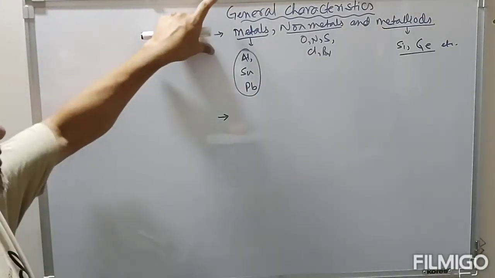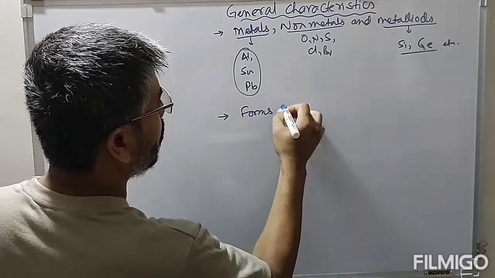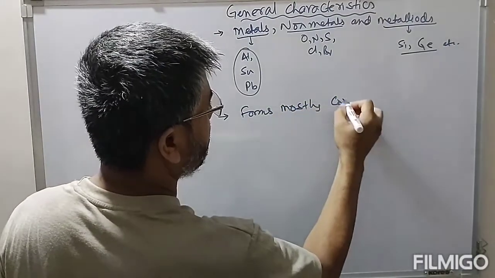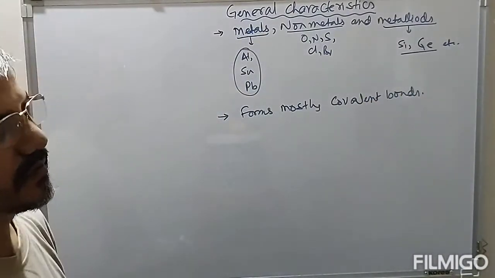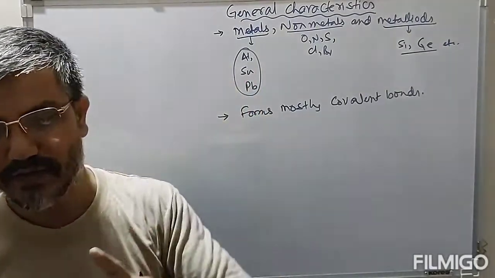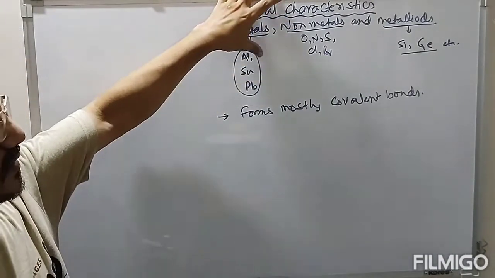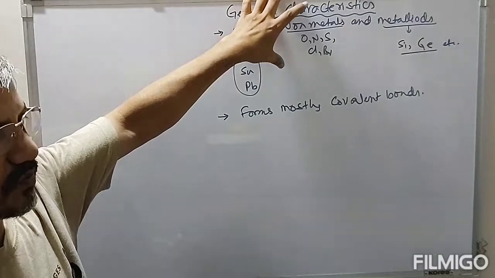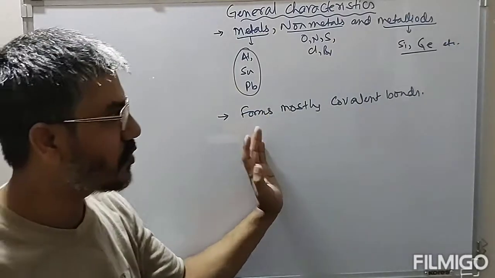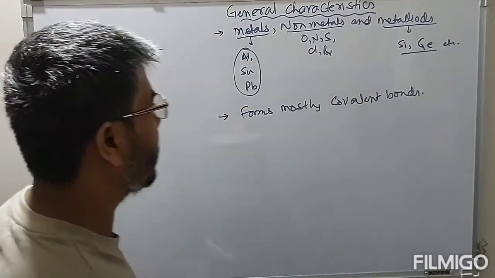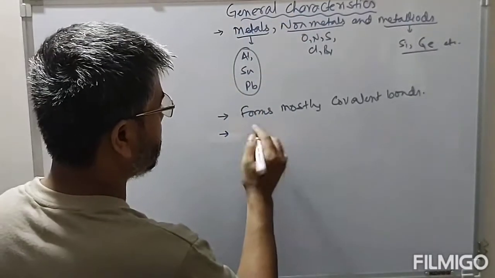These p block elements form mostly covalent bonds. If you look at this, s block elements form only ionic bonds, d block forms covalent as well as ionic, and the metals, non-metals or metalloids of the p block also form covalent as well as ionic bonds, but mostly they form covalent compounds. The elements of this p block do not show any color.